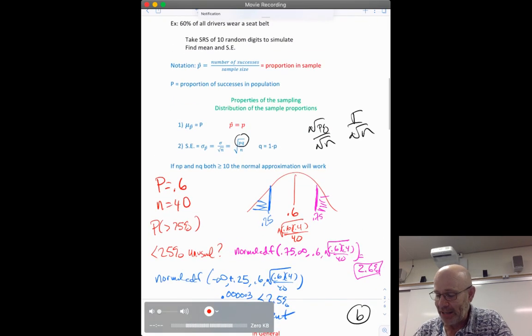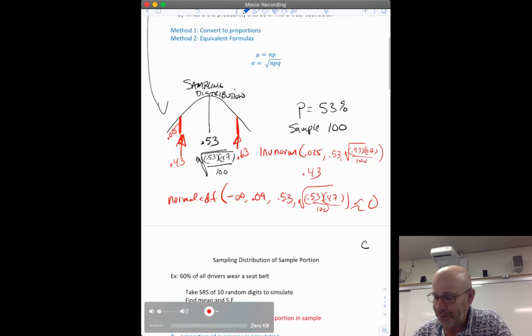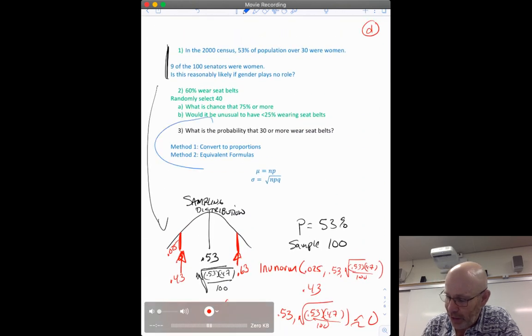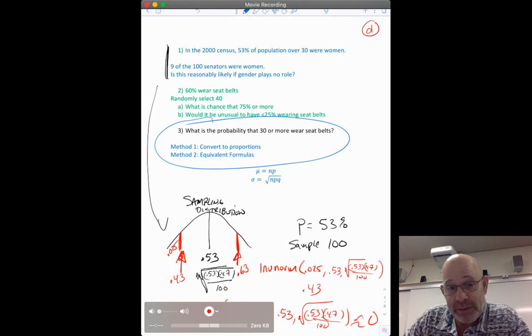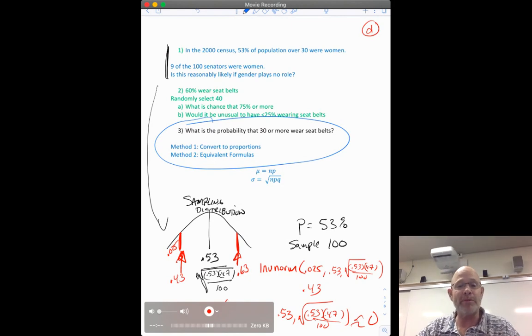All right, and then the last question is this question. Same information, but instead of asking what's the probability that it's less than 30% or less than 40% or whatever, we're going to ask a number of questions. So what's the probability that 30 or more wear seatbelts? So just like last chapter, last section, but I'm going to suggest you don't do this because we need to know this method for other problems. So I'm never going to do what I'm about to show you can do.